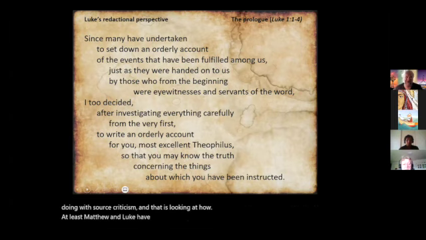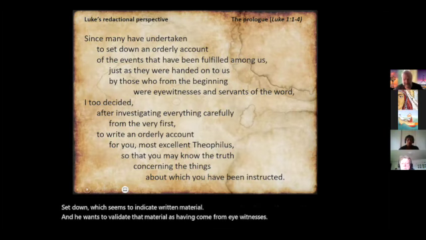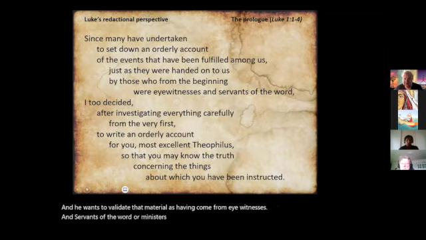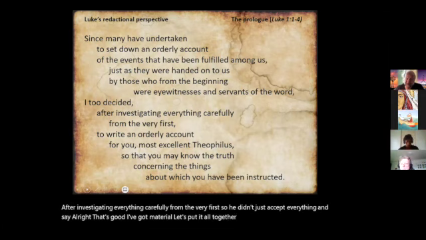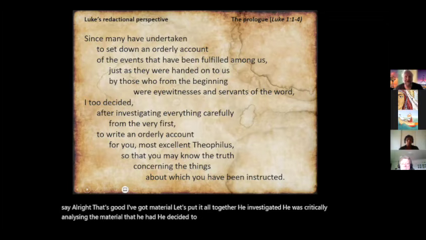He actually acknowledges that there's previous material set down, which seems to indicate written material, and he wants to validate that material as having come from eyewitnesses and servants of the word, or ministers of the word. So he says, I too decided, after investigating everything carefully from the very first. So he didn't just accept everything and say, all right, that's good, I've got material, let's put it all together. He investigated. He was critically analysing the material that he had. He decided to write what he calls an orderly account.